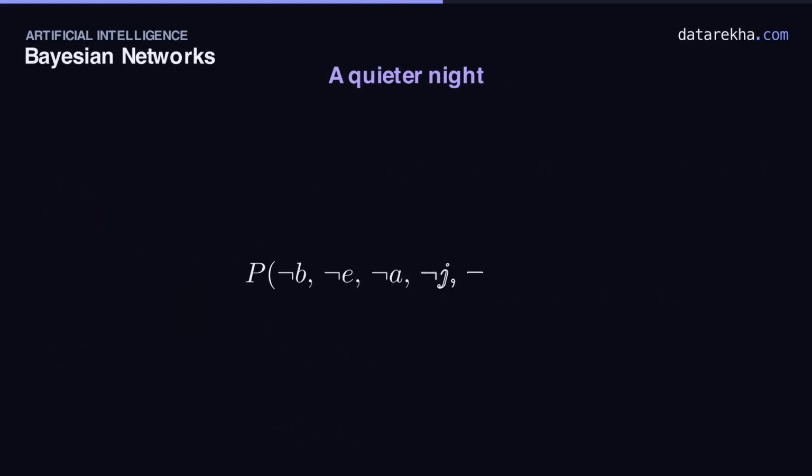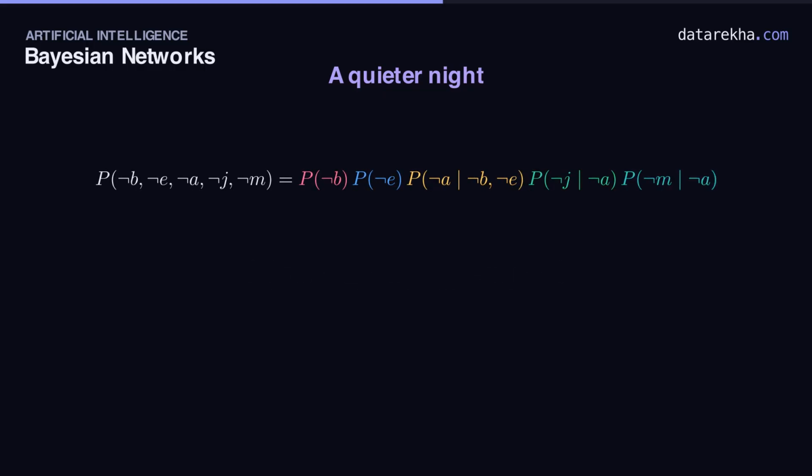Let's do a second, at the other extreme. The most ordinary night imaginable. No burglary, no earthquake, no alarm, neither neighbor calling. How likely is that? Same recipe, 5 factors. But now every value is the negative one. So we read the complements: the alarm staying silent, and each neighbor not calling.